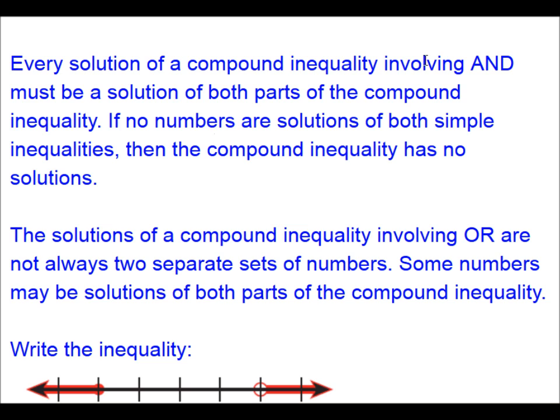Every solution of a compound inequality involving AND must be a solution of both parts of the compound inequality. If no number is a solution of both simple inequalities, then the compound inequality has no solution. The solutions of a compound inequality involving OR are not always two separate sets of numbers. Some numbers may be the solution of both parts of the compound inequality.